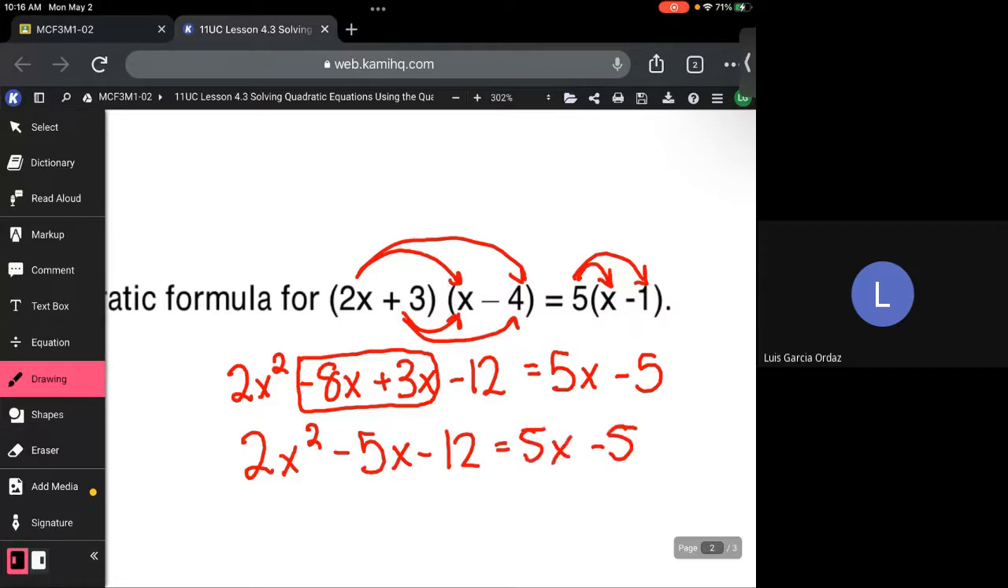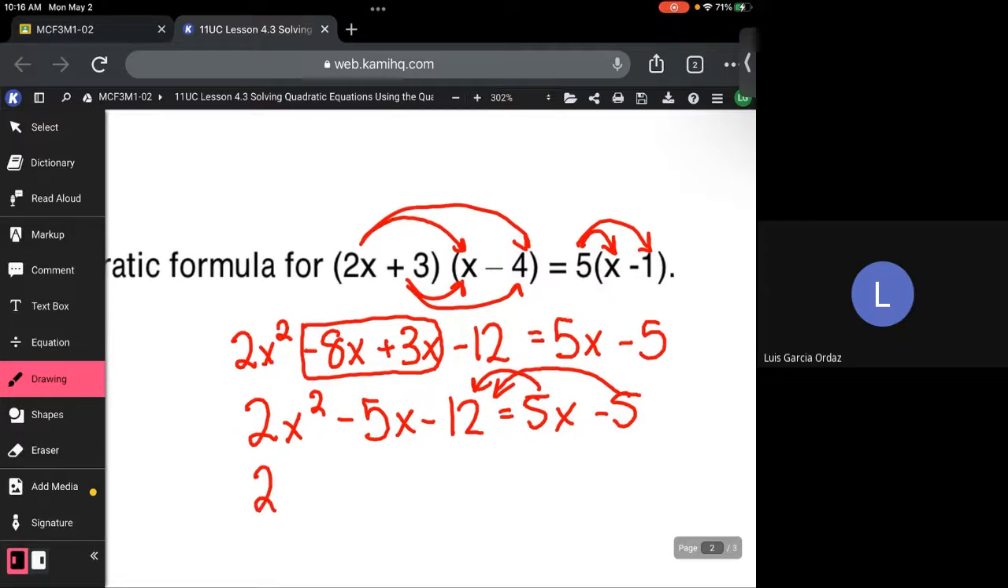Okay. So what are we going to move over? Because we have 2 things on 2 different sides. You can move over the 5x and the negative 5 because it's smaller. Yep. So we're going to move our 5x over and our negative 5 as well. So I get 2x squared minus 5x minus 5x minus 12 plus 5 is equal to 0.